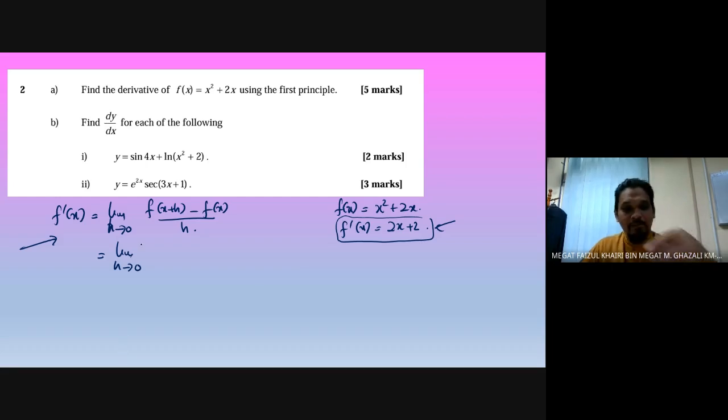Okay, so now bunyi ada masuk lagi tadi. Ini gangguannya.